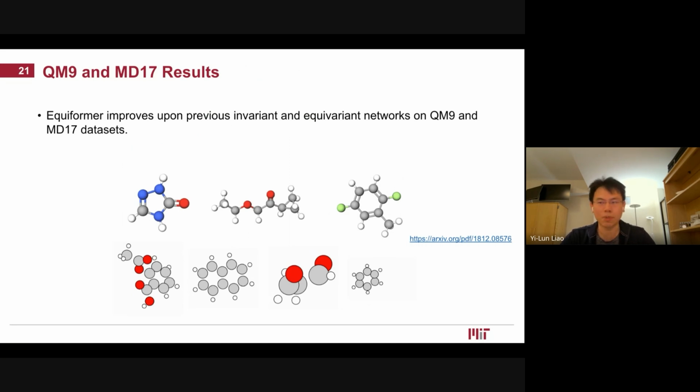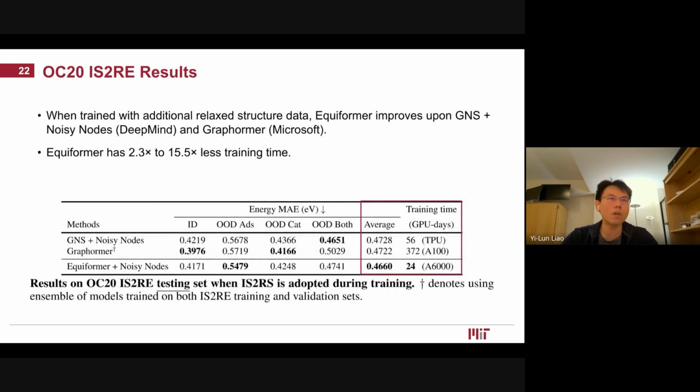Although being pretty simple, Equiformer improves upon previous invariant and equivariant networks on small scale to mid-scale data sets like MD17 and QM9. We also benchmark Equiformer on larger data sets like OC20 as shown here. And we consider the setting of training with relaxed structure data, where more compute translates to better performance. And Equiformer can improve upon GNS plus noisy node from DeepMind and Graphormer from Microsoft, and save about 2.3 times to 15.5 times training time.